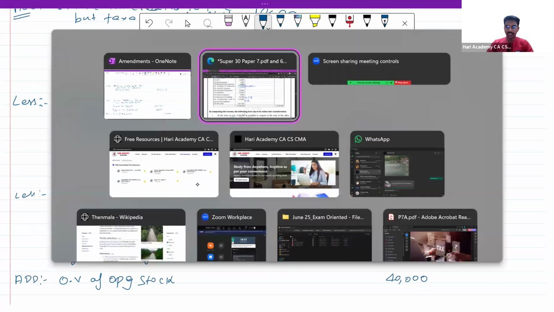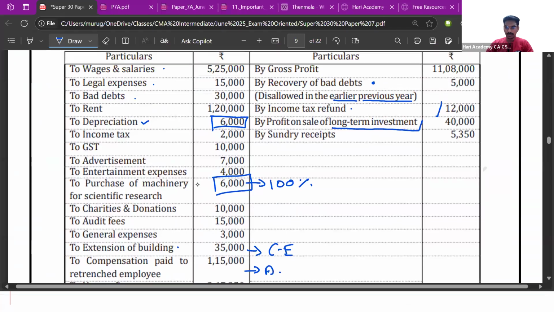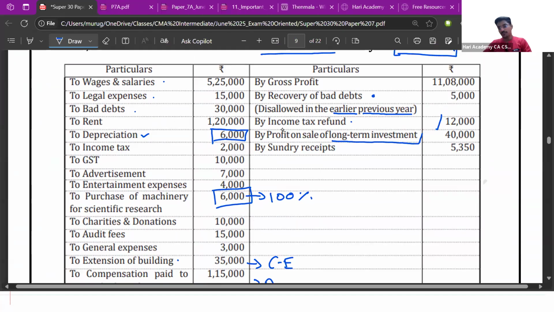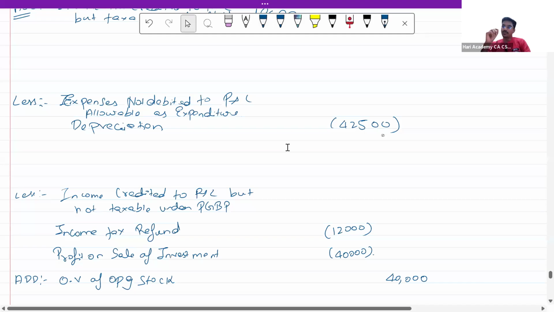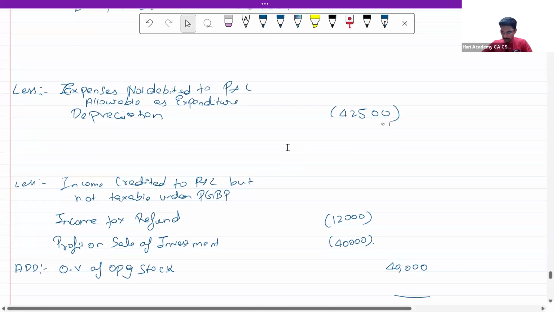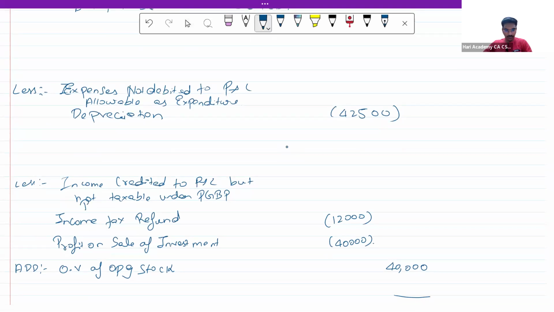So let us check if there is something else which has to be treated properly. As far as this recovery of bad debts is concerned, since this was not allowed as expenditure in the previous year, this has to be deducted. Okay, this is not taxable. Recovery of bad debts is taxable only if that bad debt was allowed as an expenditure in the previous year. Since this was not allowed, this is not taxable. Hence, this should be subtracted to the extent of 5,000.